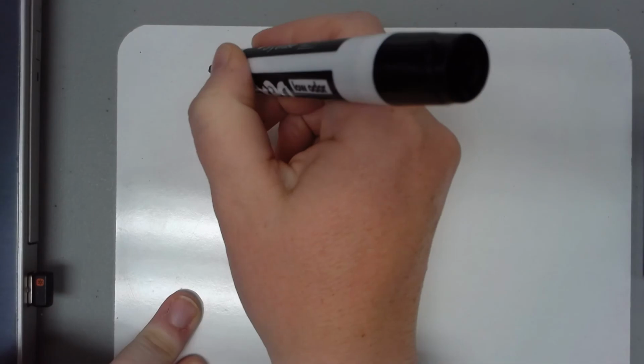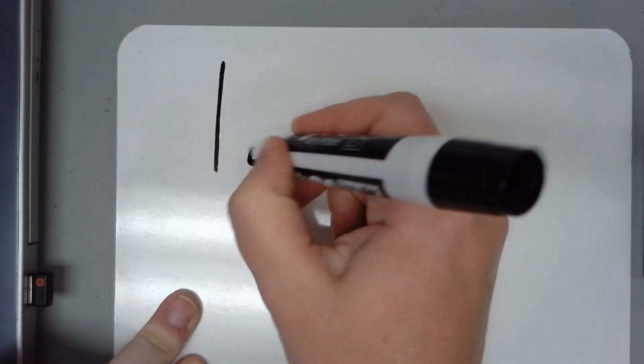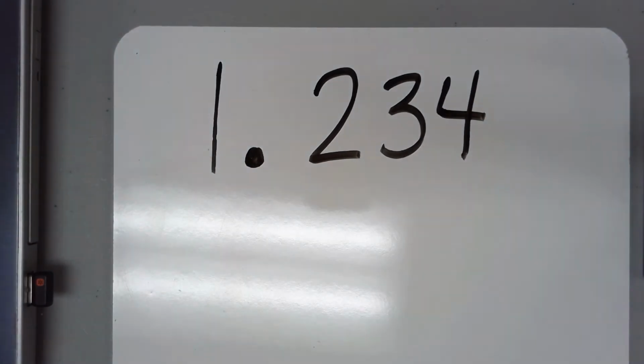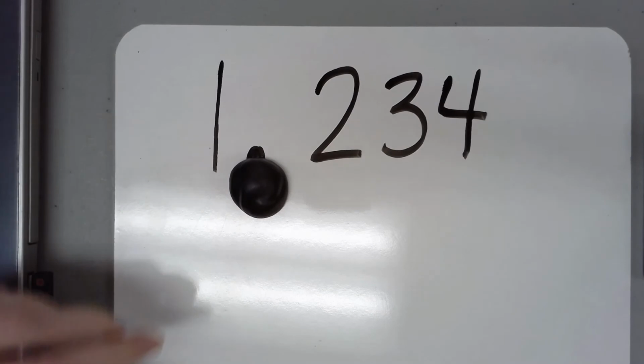Okay, so let's do 1 and 234 thousandths.